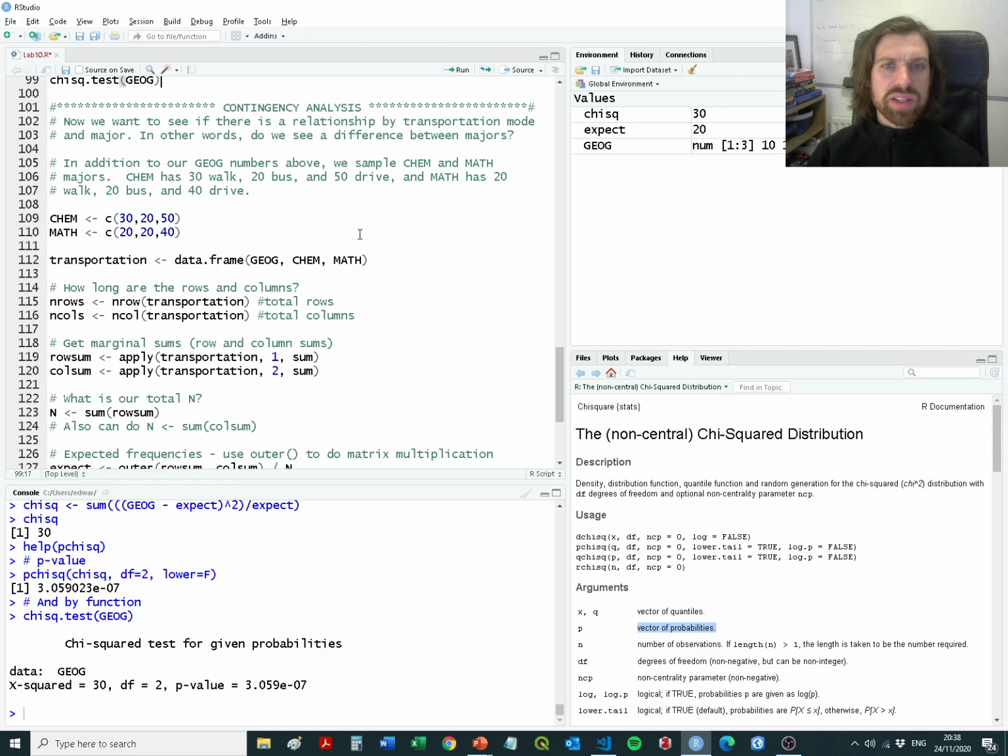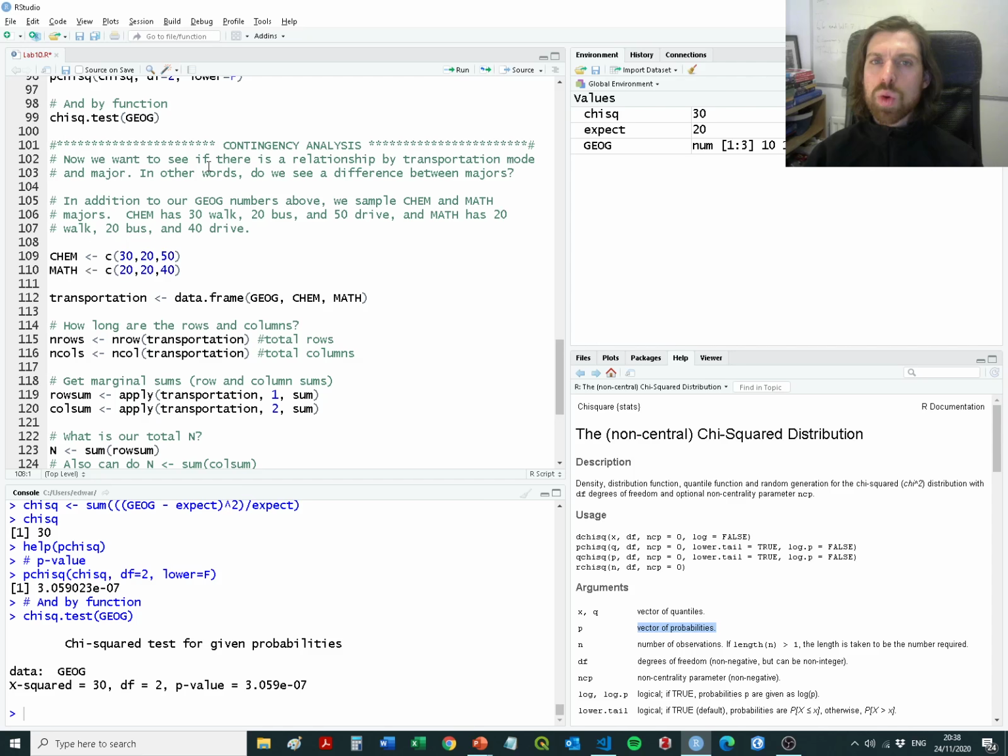Okay, so how do we do that in reality? Well, let's go back to our example that we used before. So let's say that we use the transportation example again, where we asked different majors how they got to campus. And what we're interested in doing is seeing if there's a relationship between transport mode and the major that people take. So in other words, do we see a difference between the majors? So let's assume that we've got chemistry, math, and geography. Chemistry has 30 walking, 20 people taking the bus and 50 driving. And then math has 20 people walking, 20 people taking the bus and 40 people driving.